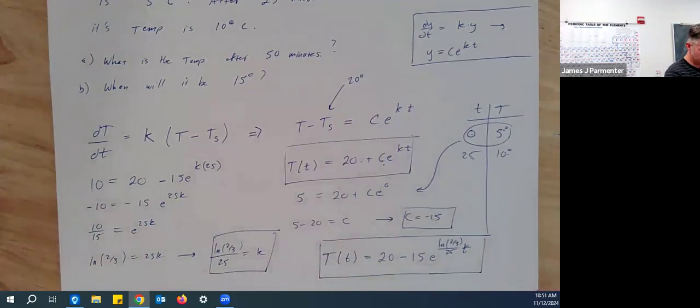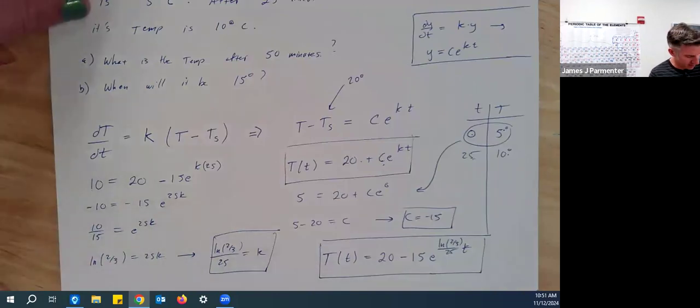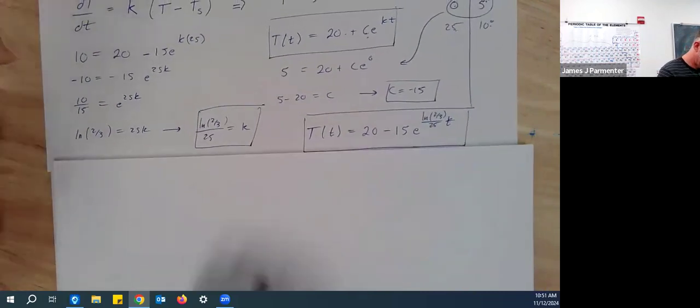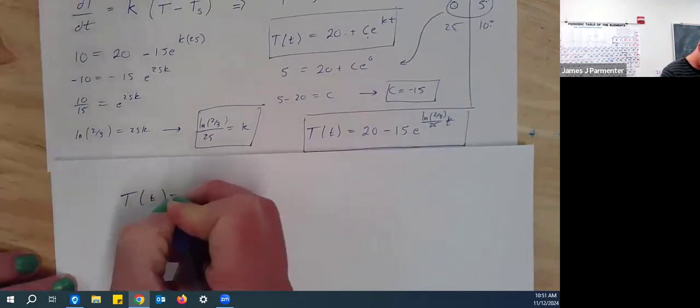And now we can answer the questions that we've been asked. What's the temperature after 50 minutes, and when will it be 15 degrees? Ooh, the 50 minutes one I think is actually kind of nice because we can do something kind of fun. Yes, I said fun. So write this down again, just so we have it right here.